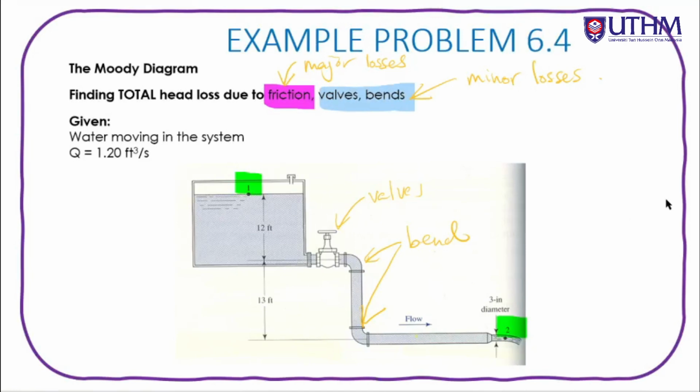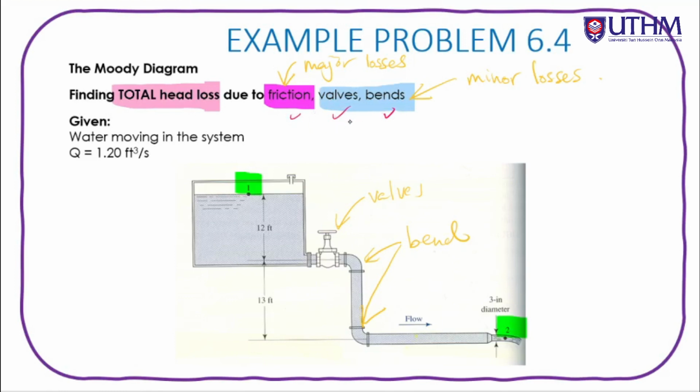Hey guys, and now we continue with a few examples related to chapter 6. Some problems that we are going to apply all the knowledge that we have learned in chapter 6. Saya akan tunjuk dekat sini lah. So this is one of the example. So the question asks to find the total head loss due to friction, valve and bends.